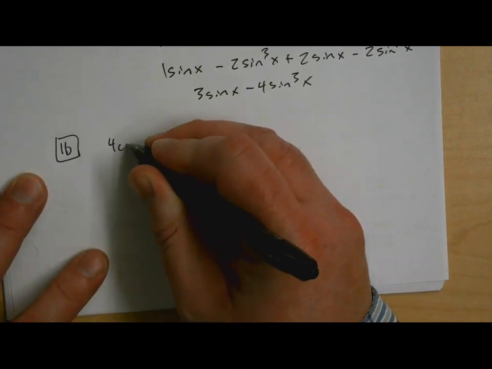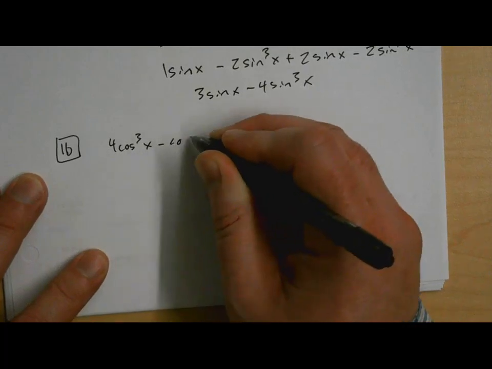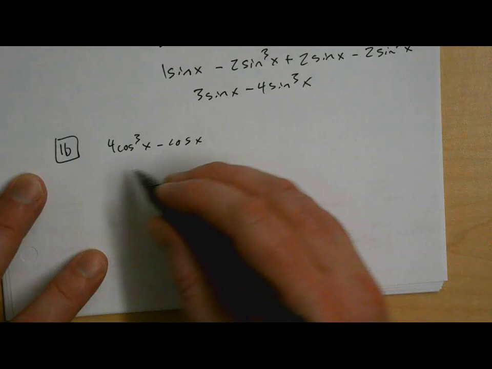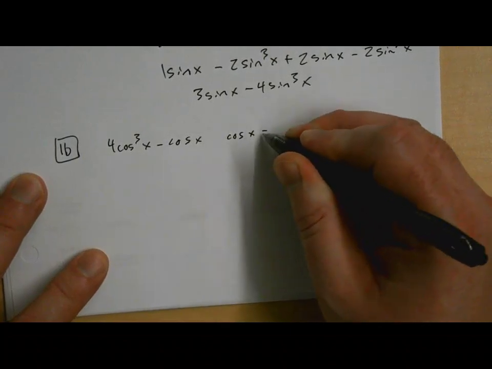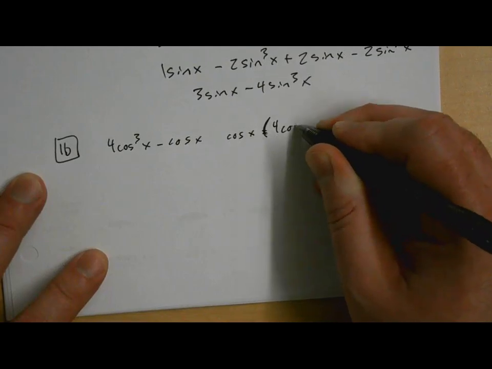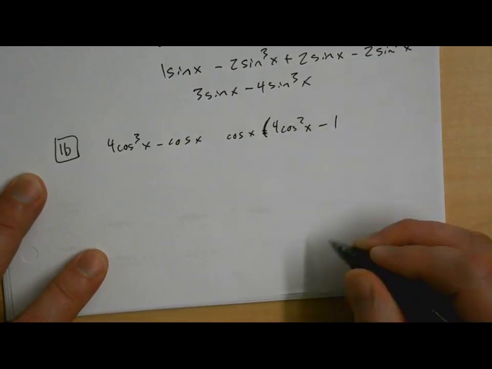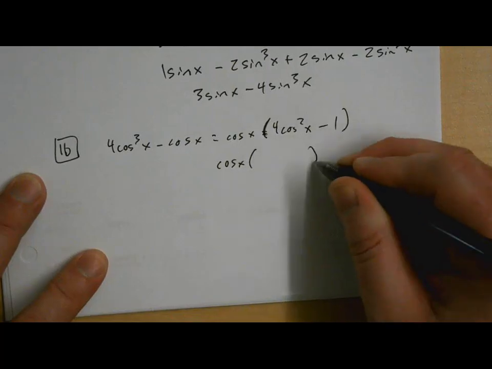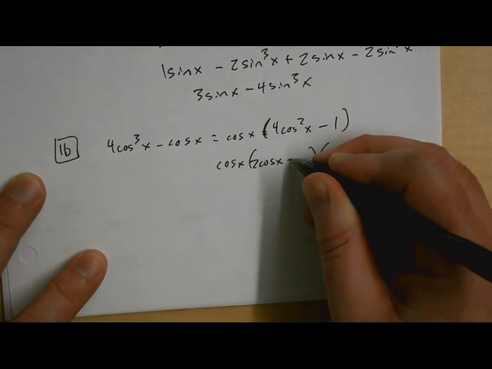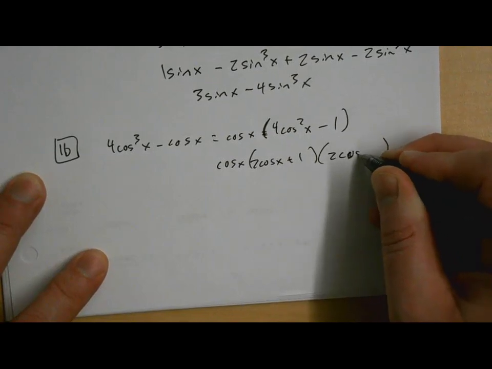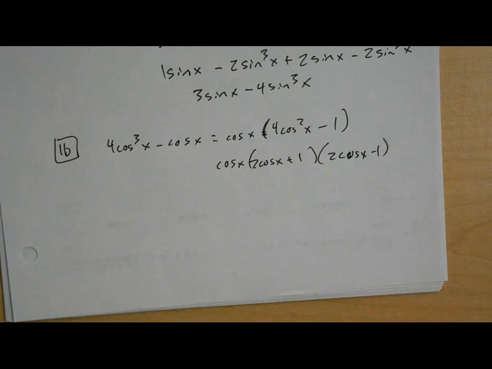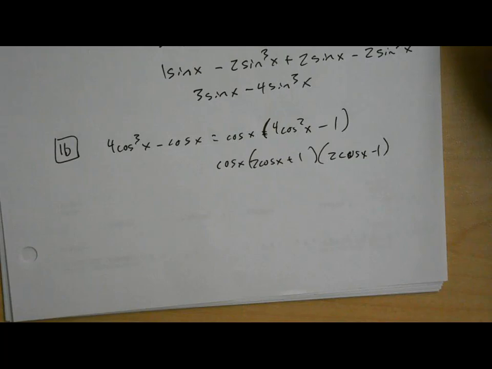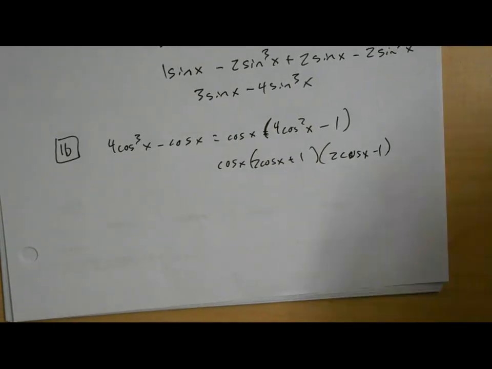So 4 cosine to the third x minus cosine x. I think I would factor out a cosine x first. 4 cosine squared x minus 1. And that's a difference of squares. So that'd be 2 cosine x plus 1 and 2 cosine x minus 1, and that's as far as I could go. Is that? Oh, you're right. I got to fix that. That's number 16. Thank you.